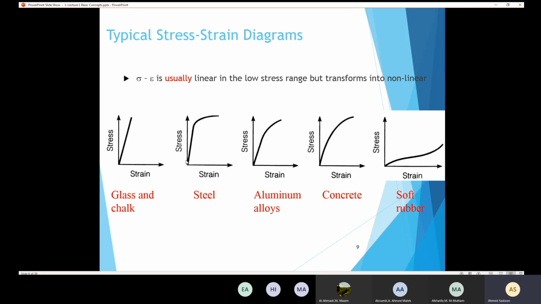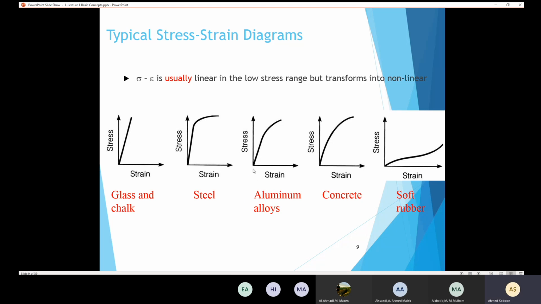While for the steel, I'm going to have a linear relationship between the stress and the strain, but at a certain point, the curve is going to be like that. Because when the failure is going to take place in the steel, you are going to see a large deformation before failure, not like the glass. When you apply the load for the glass and the chalk, the failure is going to take place suddenly, without giving you any sign, not like the steel. In the steel, you are going to have large deformation before the failure.